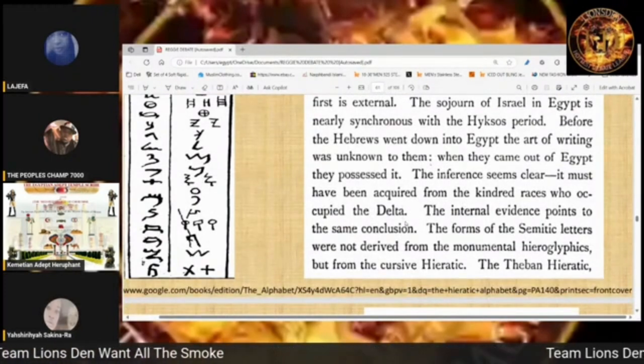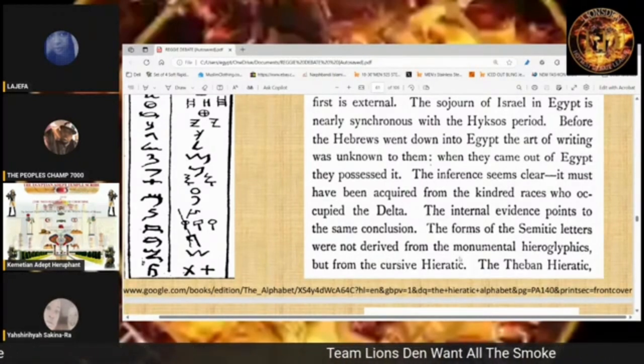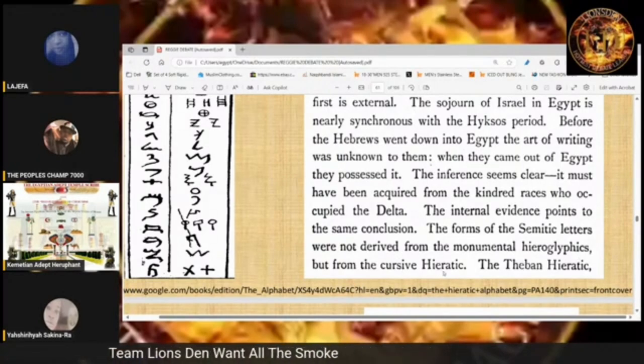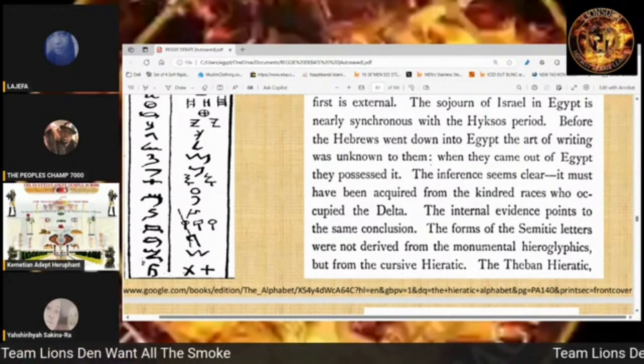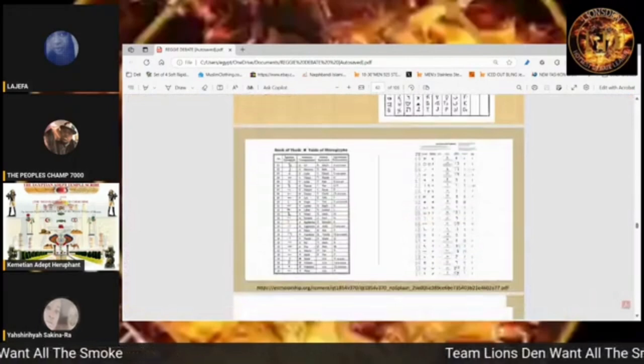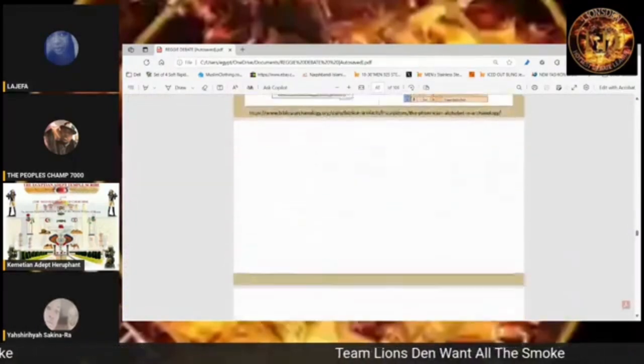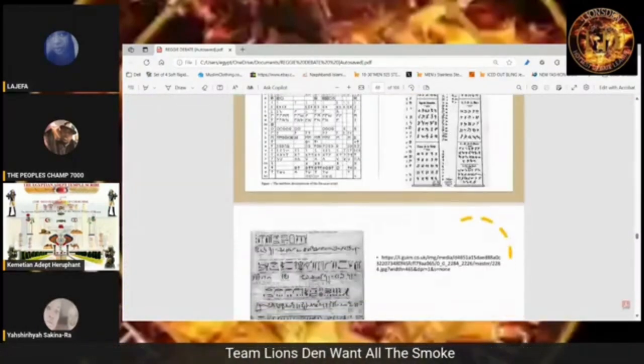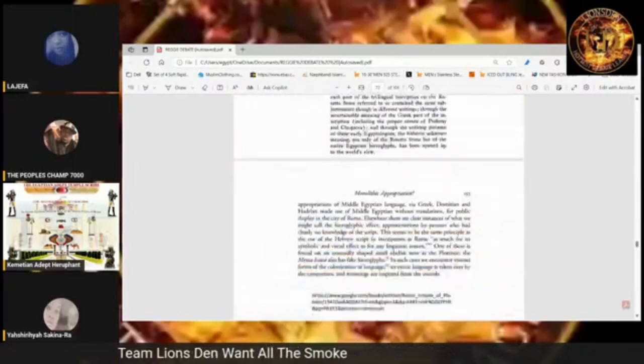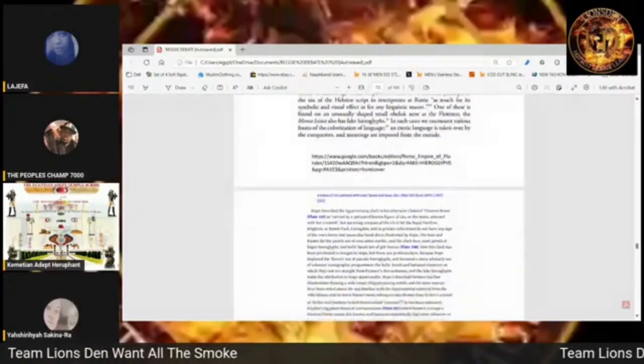The internal evidence points to the same conclusion. The forms of Semitic letters were not derived from monumental hieroglyphics, but from cursive hieratic. See what I'm saying? And that's what I've been saying. That's what I've been saying. And all the other sources following up basically say the same thing that one said.